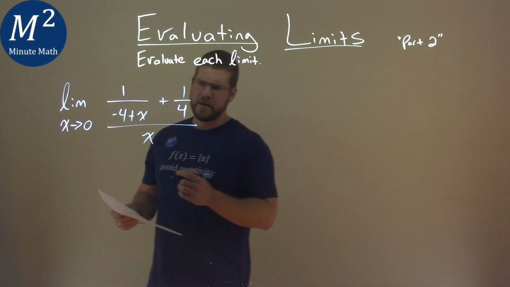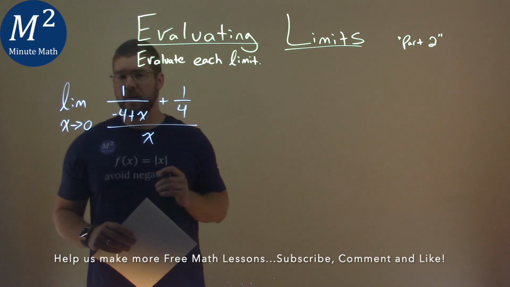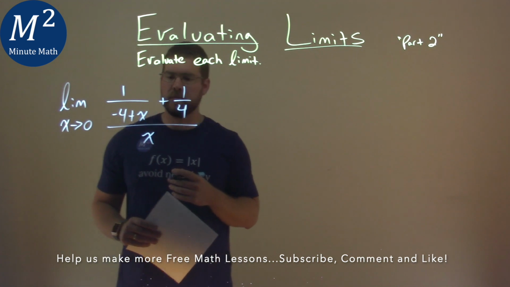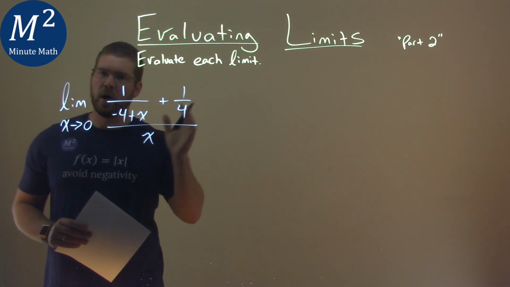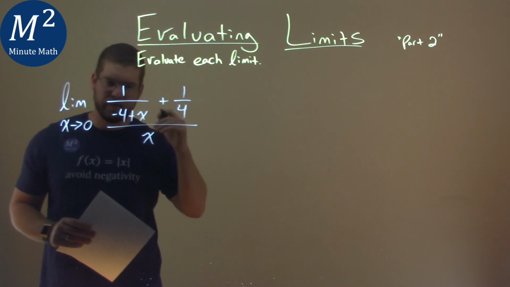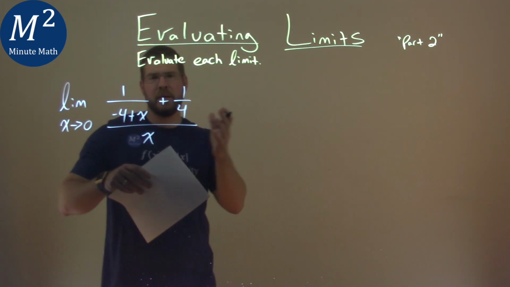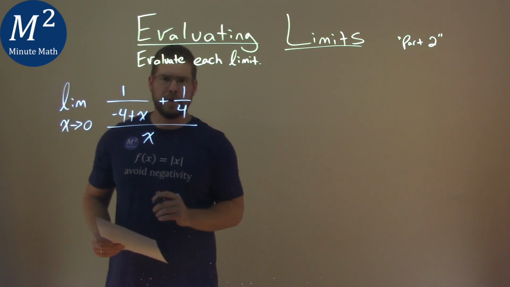We're given this limit right here. The limit as x approaches 0 of 1 over negative 4 plus x plus 1/4, all over x. And we've got to evaluate this limit. One thing we know right off the bat, 0 in for x causes some issues. We cannot divide by 0. So I'm going to try to rearrange, combine these fractions, and maybe we can do something that simplifies and crosses out this x down here.